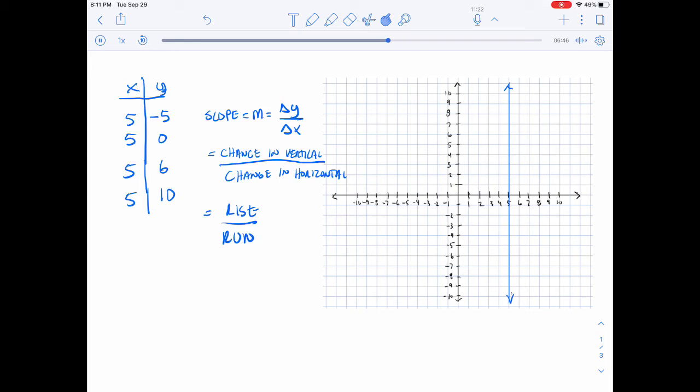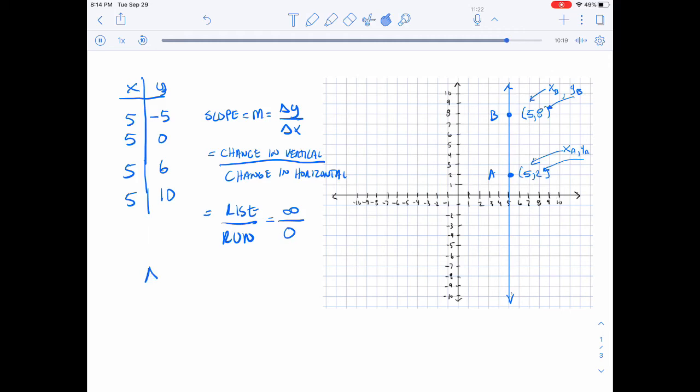So in this case, we can see that we have an infinite rise. We can go from negative infinity to positive infinity. And our run would be 0. We're not changing horizontally. Let's analyze this for the slope between points B and A.